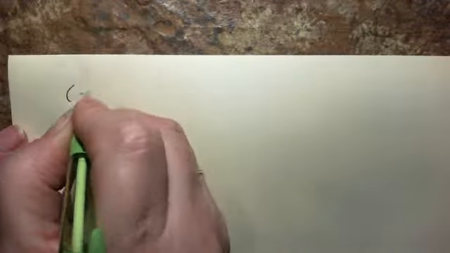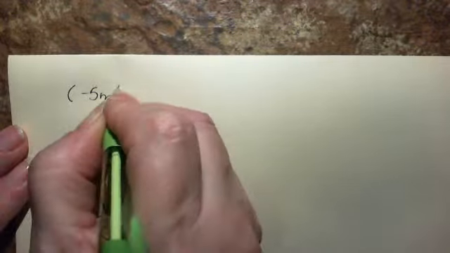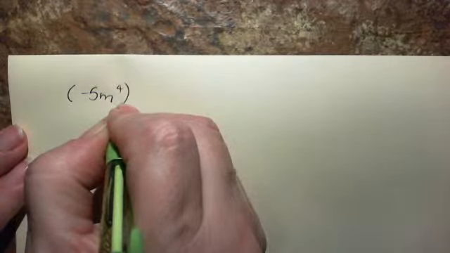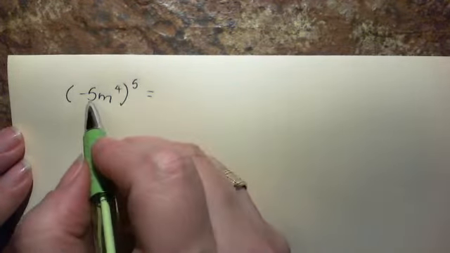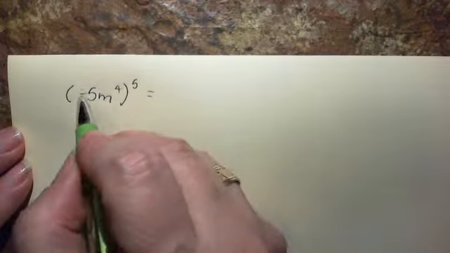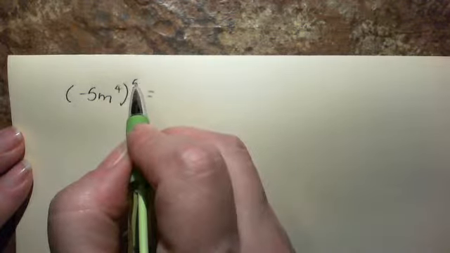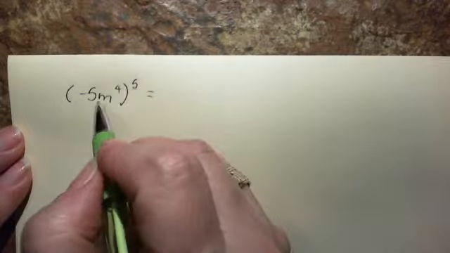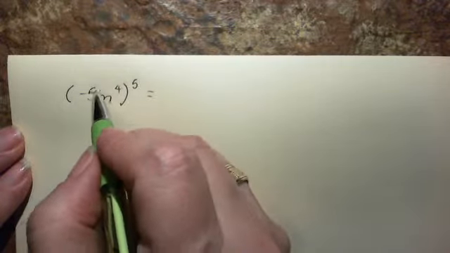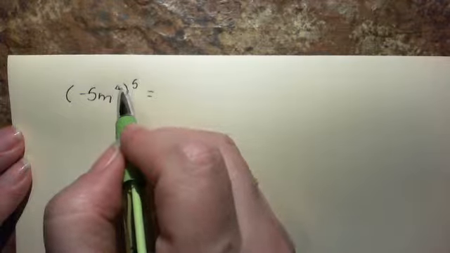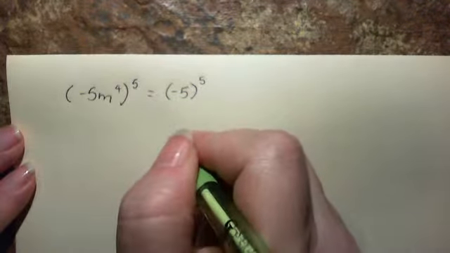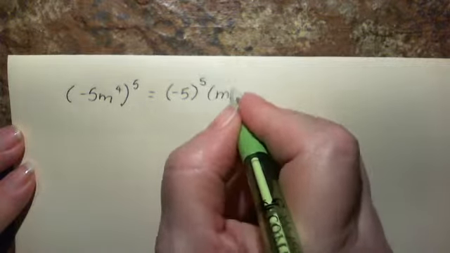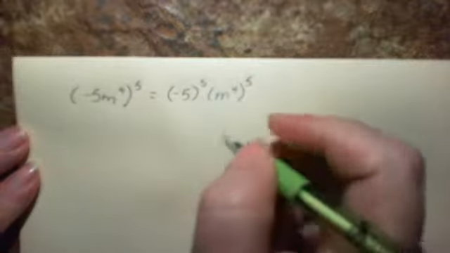We have the expression negative 5m to the 4th power, to the 5th power. Remember, a rule of exponents says that every factor inside the parentheses gets the power outside. So if you need to think of these as separate factors, negative 5 is a factor, m to the 4th is a factor. They get the power 5. So it may help you to rewrite negative 5 and show that it gets the 5th power, and m to the 4th and show that it gets the 5th power.